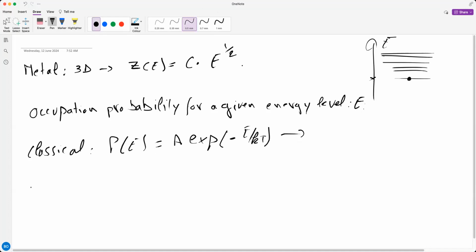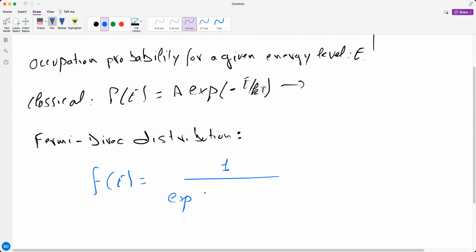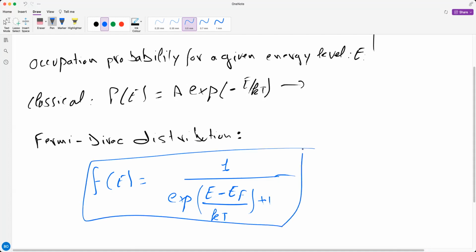So we have now a new one, which is the quantum mechanics based distribution, the Fermi-Dirac distribution. This is what we started yesterday. The Fermi-Dirac distribution: the probability of occupation is 1 divided by exponential of the energy minus the Fermi level divided by kT, plus 1. This is the energy level, and we already mentioned that this is the energy in electron volt.